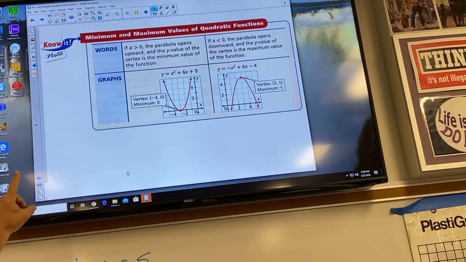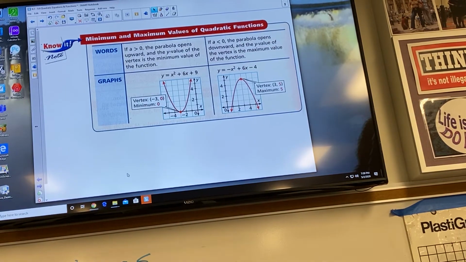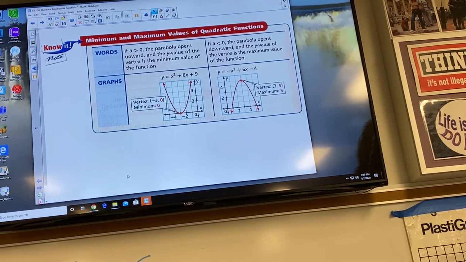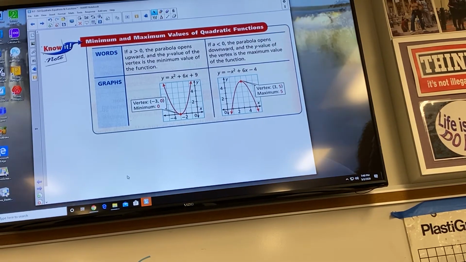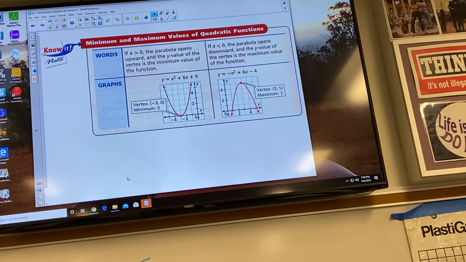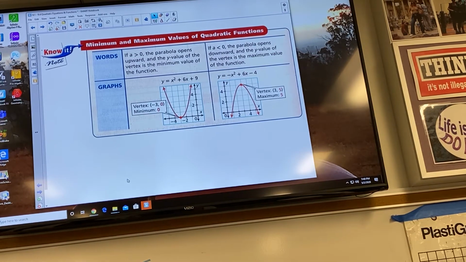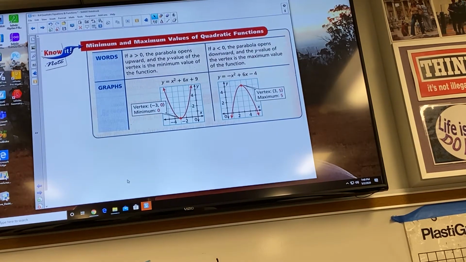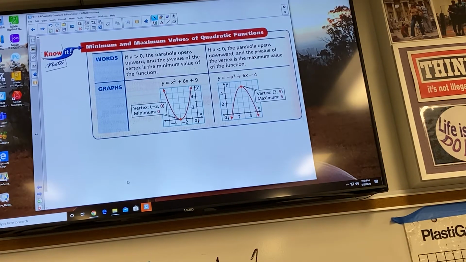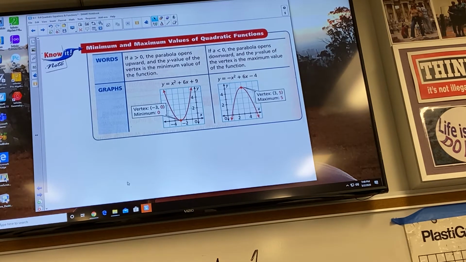We're going to talk about minimum and maximum values. Minimum, just think about it in everyday life. What do these words mean? Minimum means lowest. Maximum means highest. Every parabola is going to have either a minimum or a maximum. If it opens upward, it always has a lowest point. That point's called the vertex, right? The minimum point always lies at the vertex.